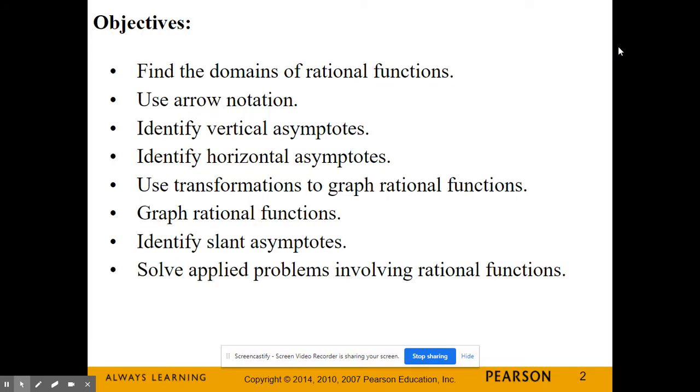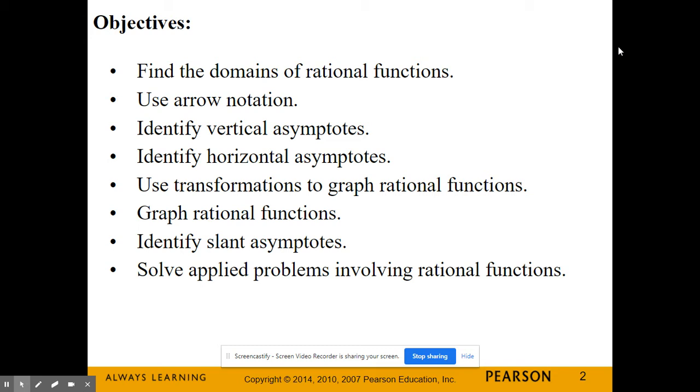First, look at the objectives. Pretty long list. Find the domains of rational functions. Use arrow notation. That should be a new concept. Identify vertical asymptotes and horizontal asymptotes. I think we have talked about them before in algebra. Now we're going to look at how to identify if a function has one before you even look at the graph, just from the function.